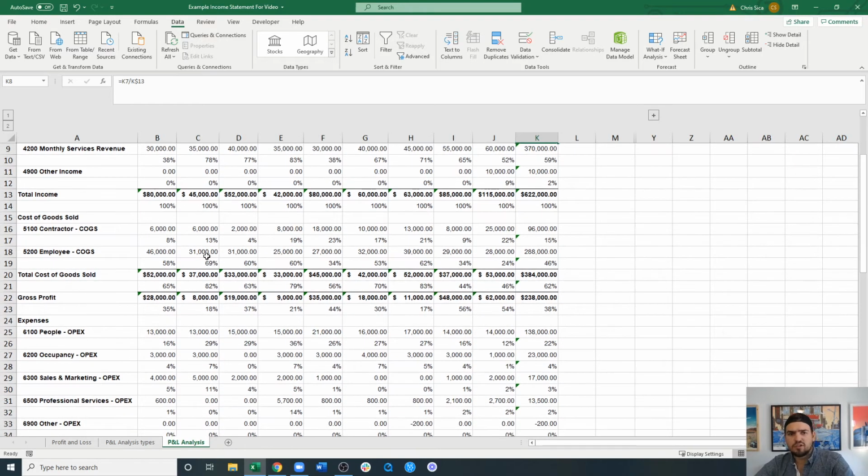Then let's look at cost of goods sold. So if we look at contractors and we look at employees over time, we see in Q1, contractors made up about 8%. In Q2, they made up 19%. And in Q3, they made up 17%.